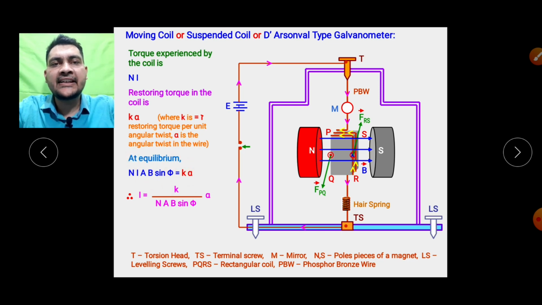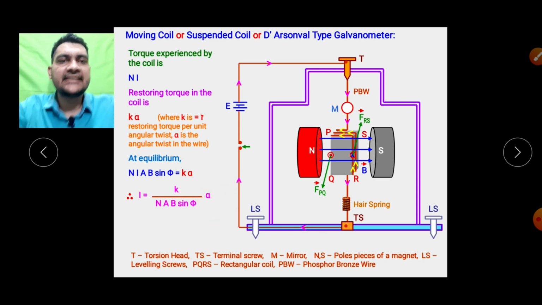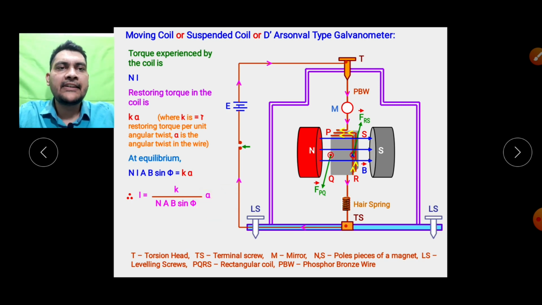If we equate these two torques, we get I is equal to K alpha divided by NBA sin phi. So here the current I is directly proportional to angular deflection. It means the larger the current flowing in the galvanometer, the larger is the angular displacement of the pointer of the galvanometer. This is what we actually want in a galvanometer: the more current flows, the more deflection we want. So the current is directly proportional to the angular displacement. This is always desired in a galvanometer.